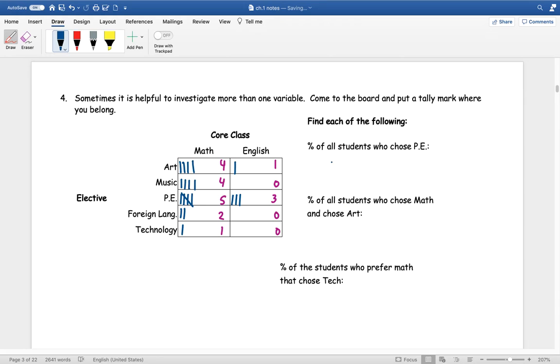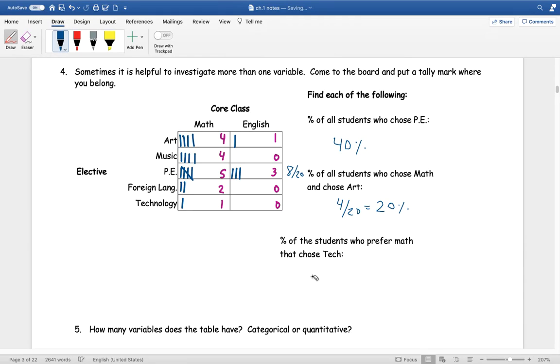So if we look here, the percentage of all students who chose PE. If we look here, we have 5 and 3, which is 8. 8 students chose PE, and we have 20 overall. So 8 divided by 20 is 40%. Okay, the percentage of all students who chose math and chose art. So here I have 4 students in math and art. So I have 4 divided by 20, which equals 20%.